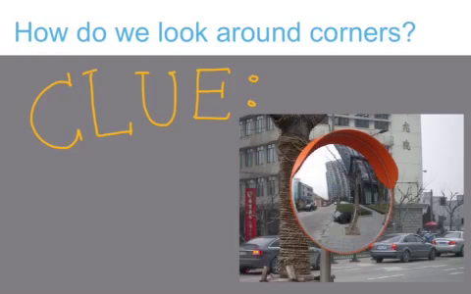And of course in this picture we can see a mirror, and you can see that the mirror is actually reflecting the other parts of the road that is not shown in the picture, which means that we can make use of mirrors to help us to look around corners or to look at things behind us.